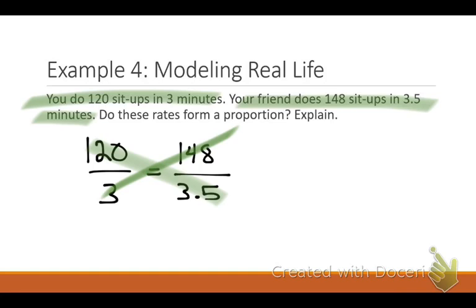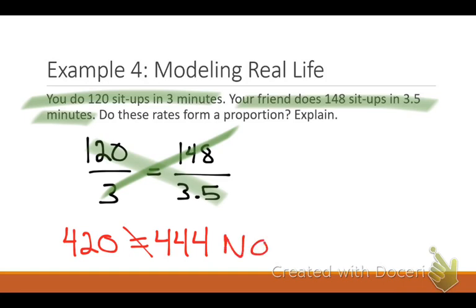What's 120 times 3.5? 420. And the other one? Do they equal? Nope. And again, that's how you do the last 3 problems on your homework tonight. If you understand that, this is everything you need to know for section 5.3.